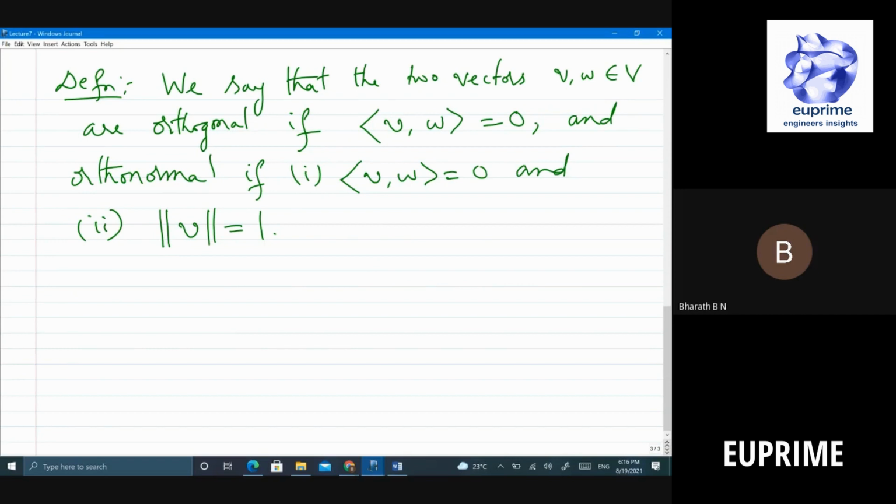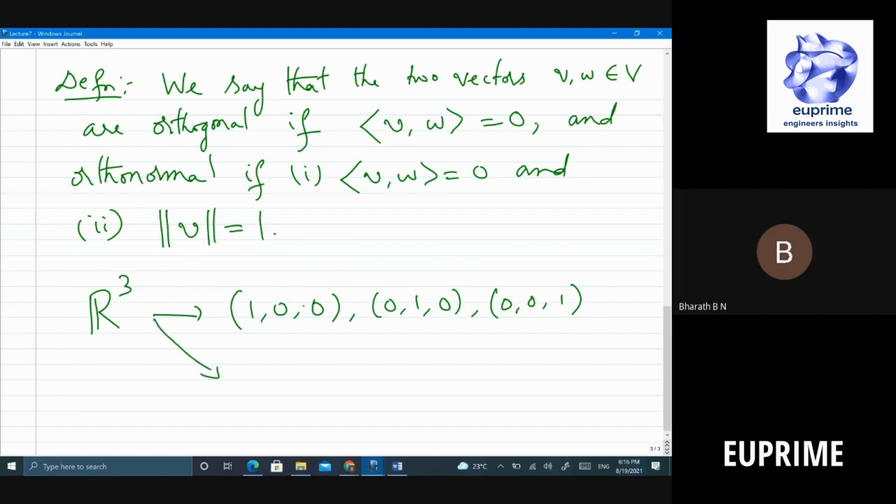There are several examples, right? So what is an orthonormal basis in R3? Easy, right? (1, 0, 0), (0, 1, 0) and then (0, 0, 1). Are there any other examples of an orthonormal basis in here? What is that?